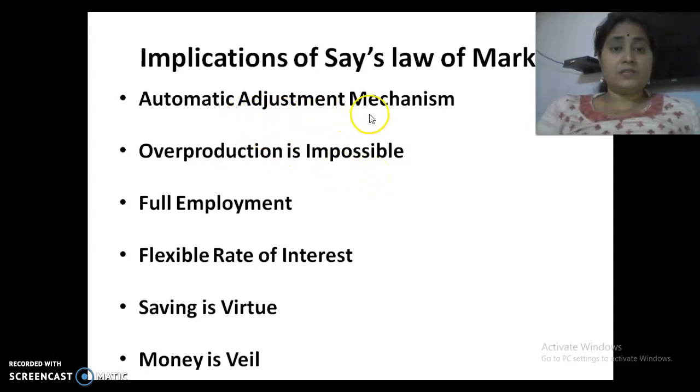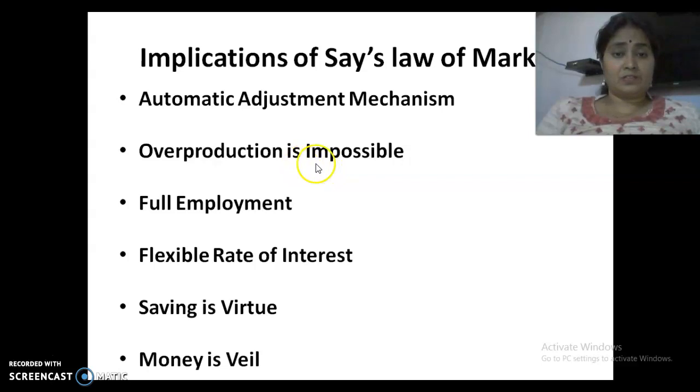First, there is automatic adjustment mechanism. Whatever is produced, that is sold, and if there is any divergence, that will be automatically adjusted through the adjustment of interest rate, adjustment of price. So the changes in the price, changes in the interest rate, wages, and so on, everything will be adjusted. Since there is automatic adjustment, there is no overproduction. Overproduction is impossible.